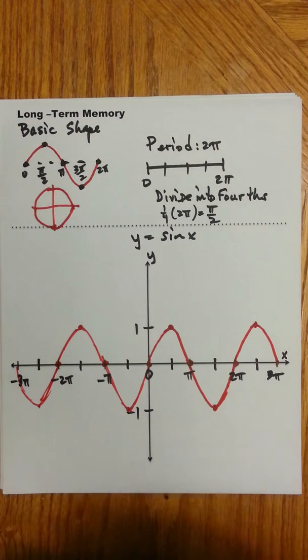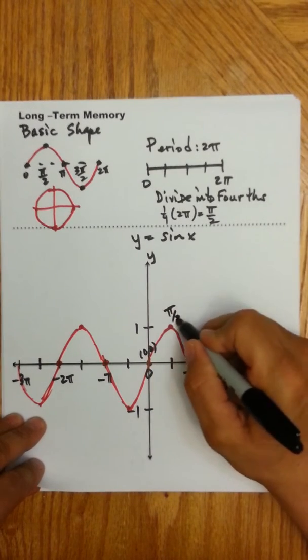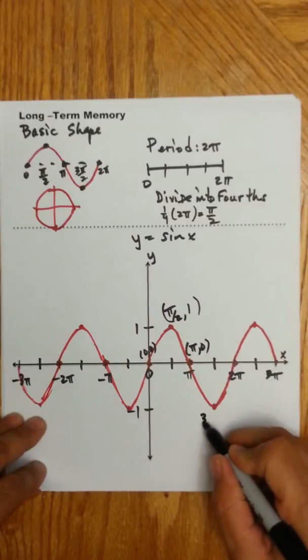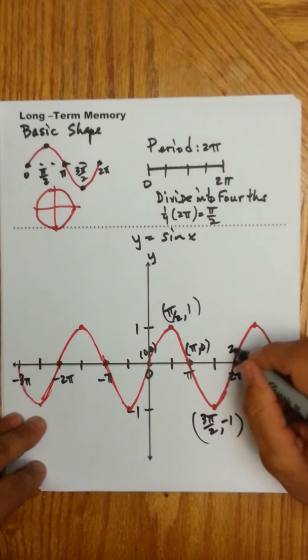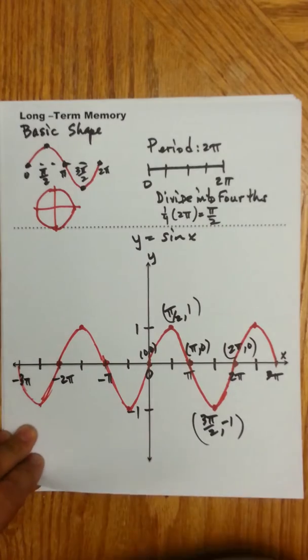And of course, you should be able to label 0, 0. This is pi over 2, 1. This is pi, 0. This is 3 pi over 2, negative 1. And here, this is 2 pi, 0. So you're labeling each of these points, what I call the quarter points. All right, so that's sine.